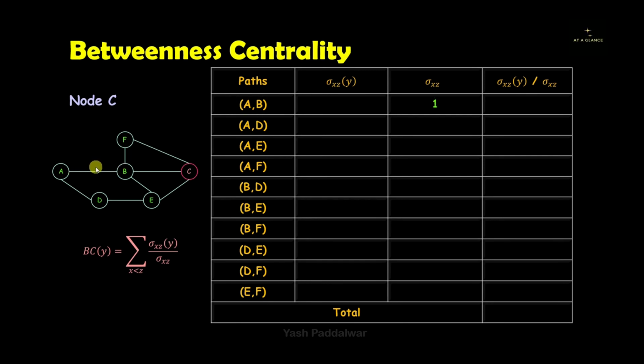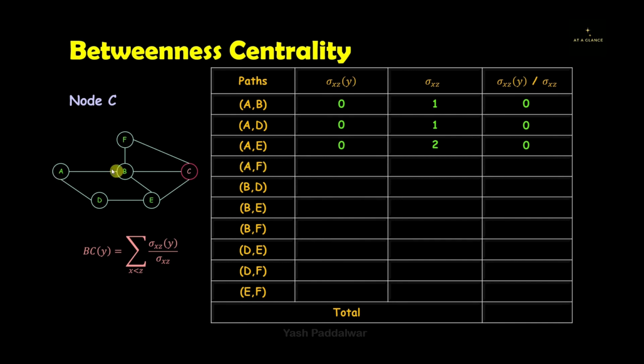You can see that AB is directly connected with an edge, hence the centrality measure of AB will be 0. Similarly, AD is also directly connected, hence the centrality measure of AD will be 0. AE is having two possible paths, that is ADE and ABE. Out of these two possible paths, we have 0 possible paths that contain the node C in it. Hence we'll write 0 in place of sigma xz of y. 0 divided by 2 gives us 0.